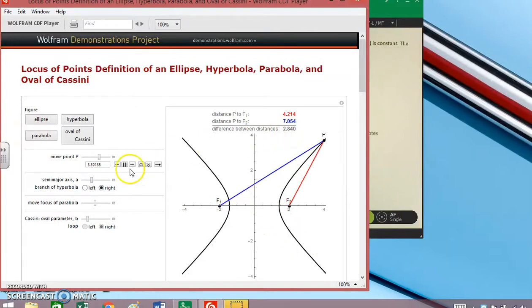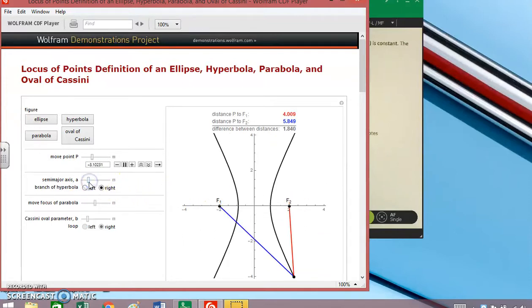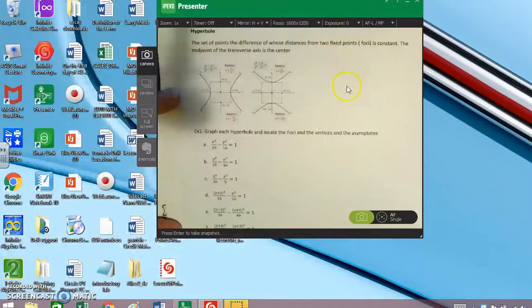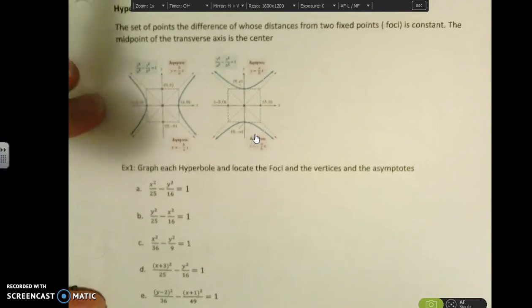And you could change your major axis or your axis, and notice like now that the axis is almost right on the foci, and if I bring it farther in, you'll notice it's a little bit farther from the foci and the distances change. So this gives you an idea of what a hyperbola looks like. So we're going to talk about some notes with the hyperbola.